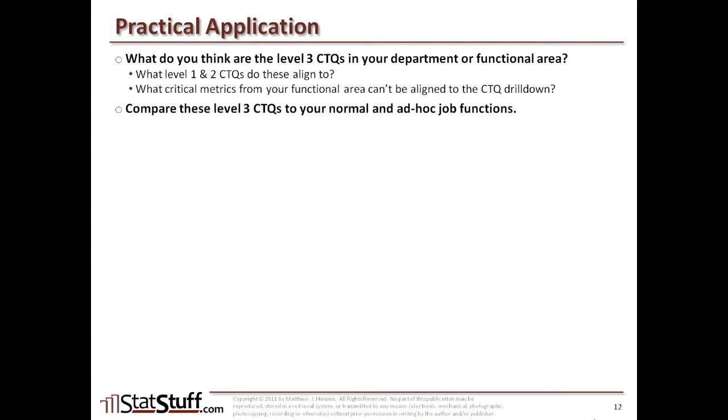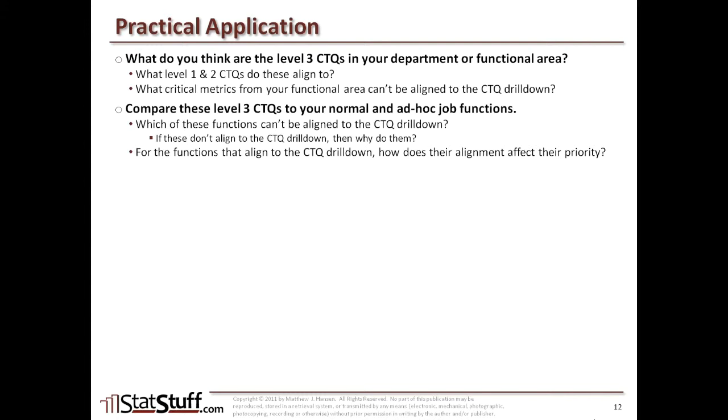Now, compare these level 3 CTQs that you identified to your normal job functions or any ad hoc job functions that you might have. So, which of those functions that you perform can't you align to the CTQ drill down? And if you can't align to the CTQ drill down, then why is it that you do them? I'd really challenge you to explore that as much as you can to really see what level of priority you give them, and does it require as much priority if there's no way you can align it to what's most important to the business as illustrated through the CTQ drill down? So for the functions that do align to the CTQ drill down, I would ask yourself, how does their alignment affect the priority level that you give them?